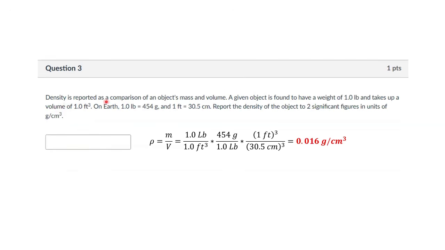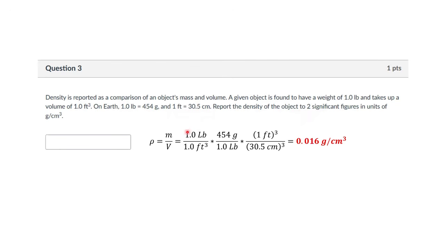Question 3. Density is reported as a comparison of an object's mass and volume. A given object is found to have a weight of 1 pound, and takes up a volume of 1 cubic foot. We then have a conversion factor that tells us that on Earth, 1 pound, which is technically a weight, happens to be equivalent to an object that has 454 grams of mass. So we're using pounds, a weight, as if it's a mass through conversion. And 1 foot, which is a measure of length, is equal to 30.5 centimeters, which is also a measure of length. So that's cleaner. Report the density of our object to 2 significant figures.